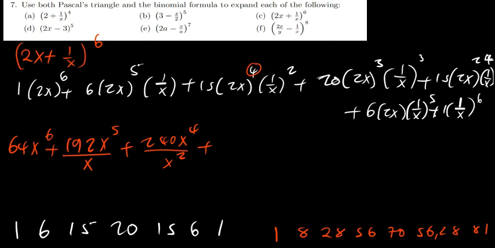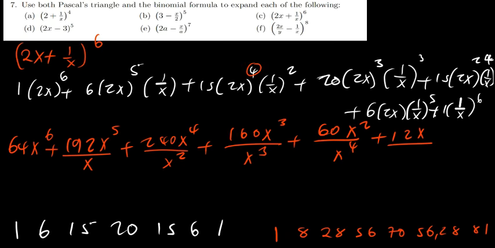8 times 8 times 20, which is 160. So I've got 160 x to the power 3 divided by x to the power 3. Next I have got 2 to the power 2, which is 4. 4 times 15, 60. So I've got 60 x to the power 2. Then I've got x to the power 4. The next one is 2 times that, which is going to give me 12 x divided by x to the power 5. The next one will be 1 over x to the power 6.